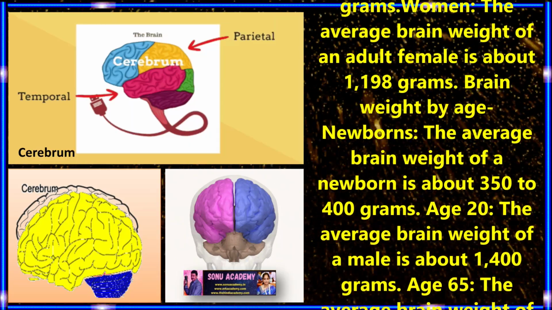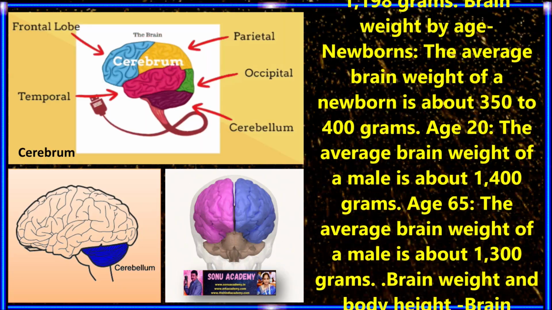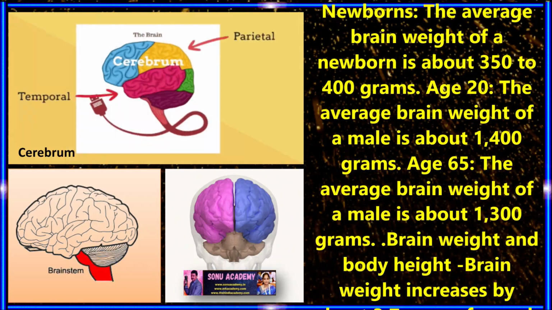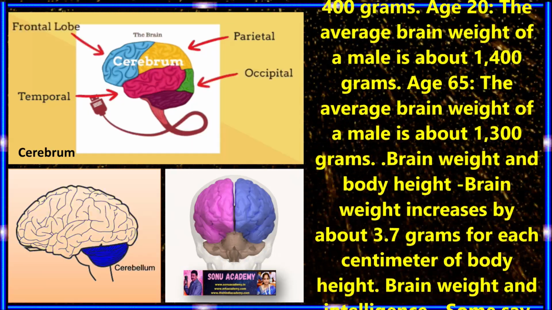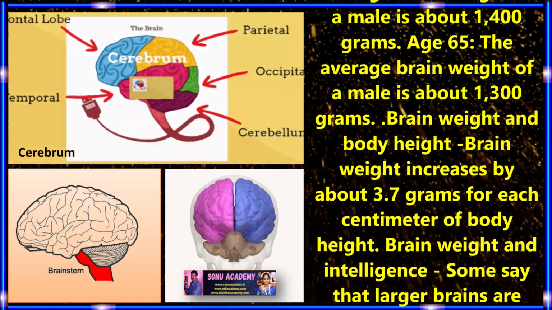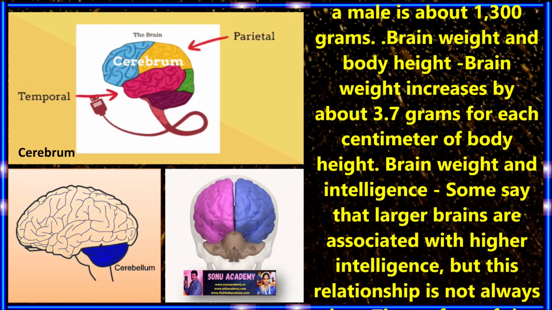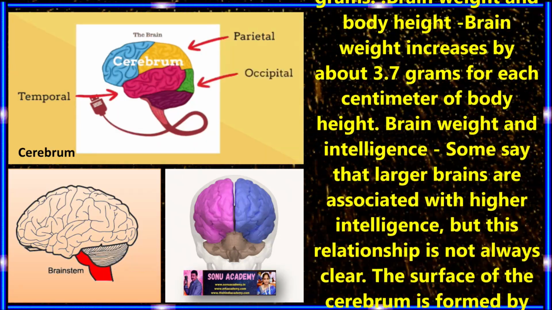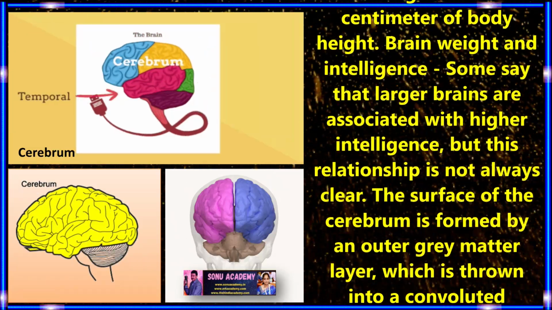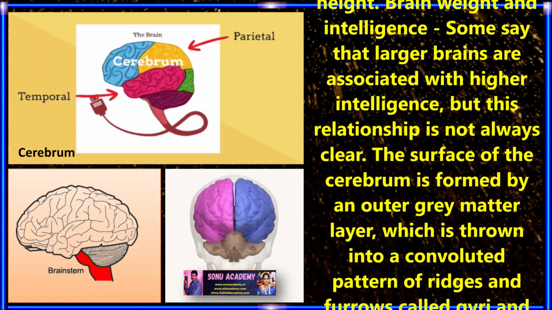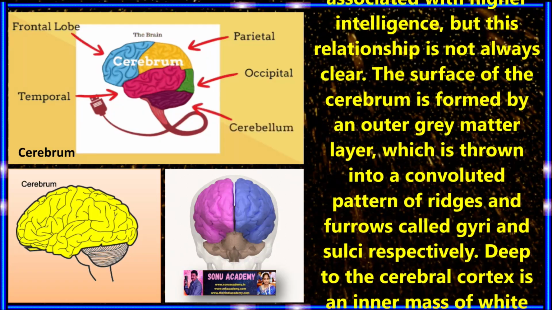The average brain weight of a newborn baby is about 350 to 400 grams, and at the age of 20, the brain weight of a male is about 1400 grams. At 65, the brain weight of a male is about 1300 grams. Brain weight increases about 3 to 7 grams for each centimeter of body height. Now, brain weight and intelligence. Children, some say that larger brains are associated with higher intelligence, but this relationship is not always clear.